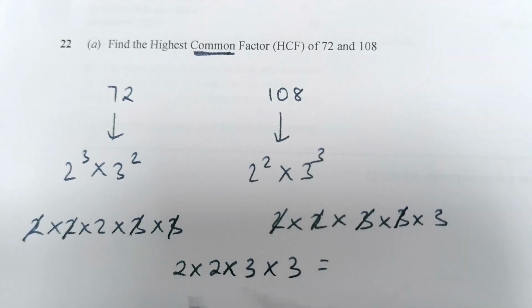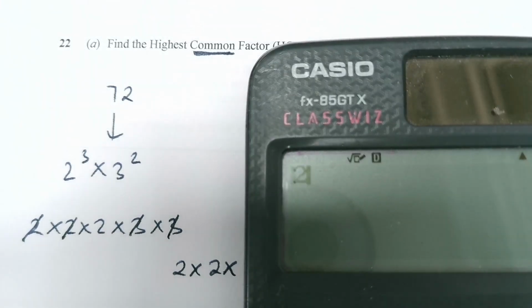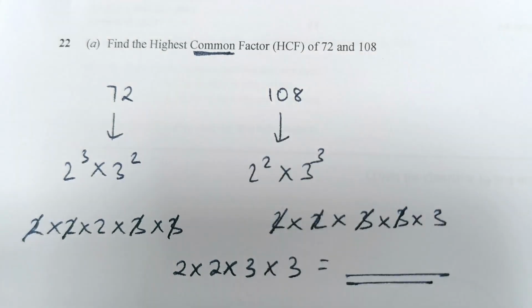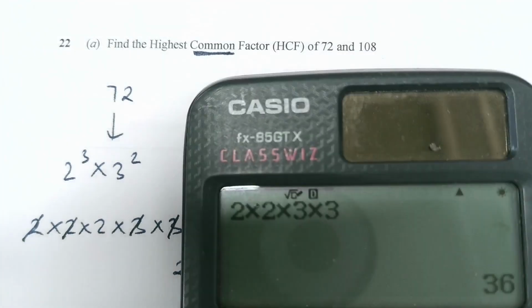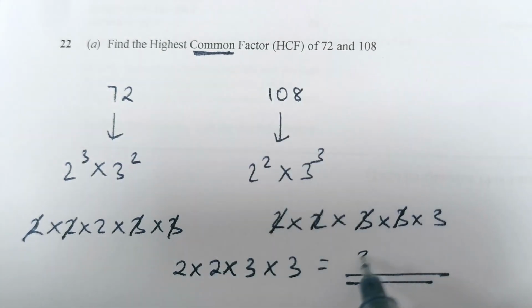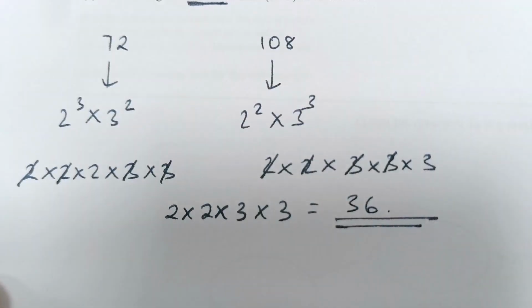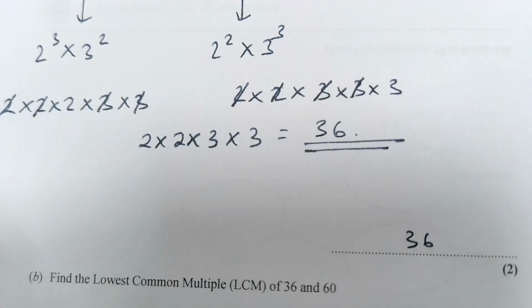This therefore becomes your highest common factor, which is, I'm going to use a calculator, 2 times 2 times 3 times 3. And that gives us 36. And then that's the answer, and you get your 2 marks for that.